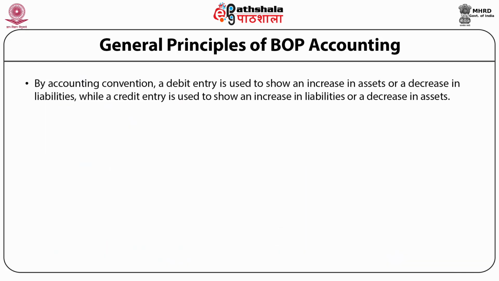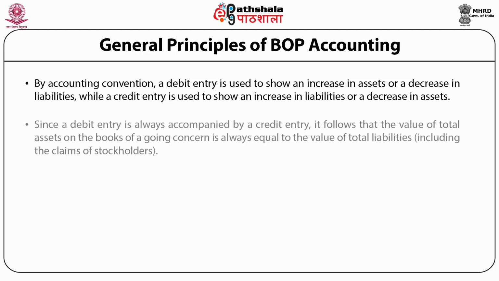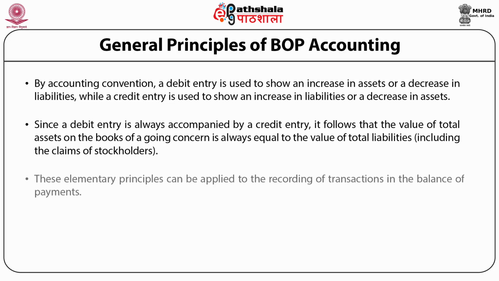By accounting convention, a debit entry is used to show an increase in assets or a decrease in liabilities, while a credit entry is used to show an increase in liabilities or a decrease in assets. Since a debit entry is always accompanied by a credit entry, it follows that the value of total assets on the books of a going concern is always equal to the value of total liabilities, including the claims of stockholders. These elementary principles can be applied to the recording of transactions in the balance of payments.